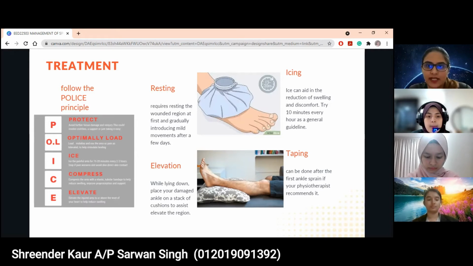You can place your damaged ankle on a stack of cushions to help elevate the region. Icing can be done for 10 minutes every 1 hour as a general guideline to treat your ankle sprain. Lastly, taping can be done after the first ankle sprain if your physiotherapist recommends it. Okay, next.